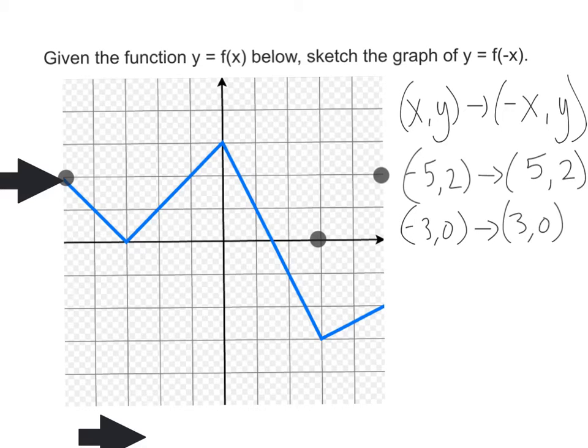We have this one at 0, 3. Where does it go? Stays. That's the invariant point. This one just has one invariant point. It's on the y-axis. Then I have 3, -3. That's going to go to -3 and 3. And I have 5, -2.